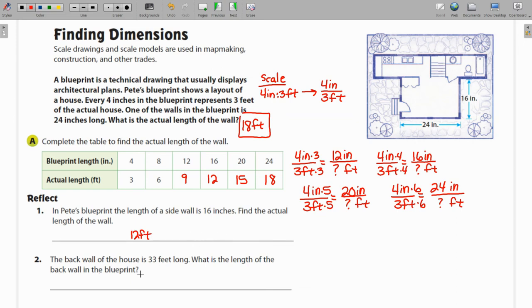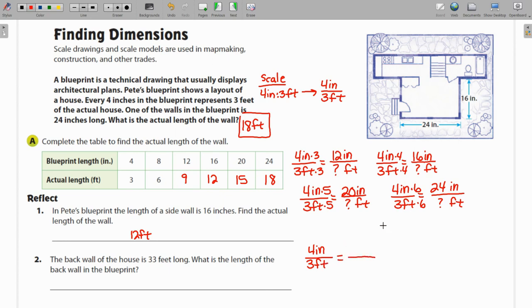Now in number 2, it says the back wall of the house is 33 feet long. So when we talk about the back wall, we're talking about this wall right here. And so that wall is going to be 33 feet long. They want to know what is the length of the wall in the blueprint. So once again, we're going to use our scale. We have 4 inches of blueprint length for every 3 feet of actual length.